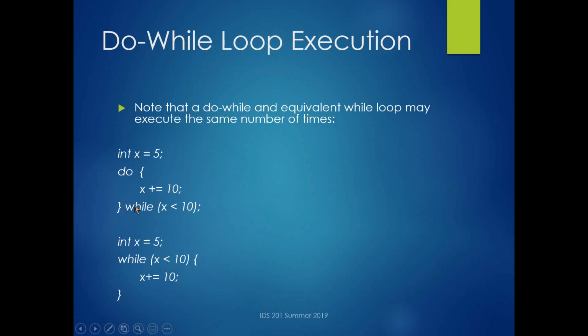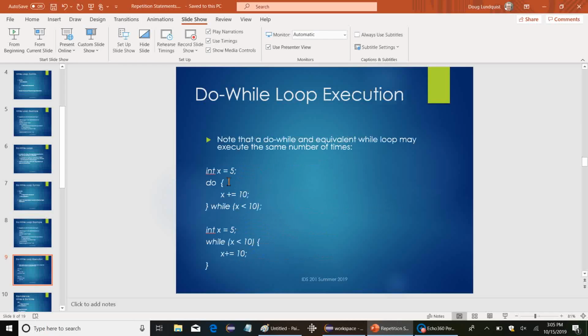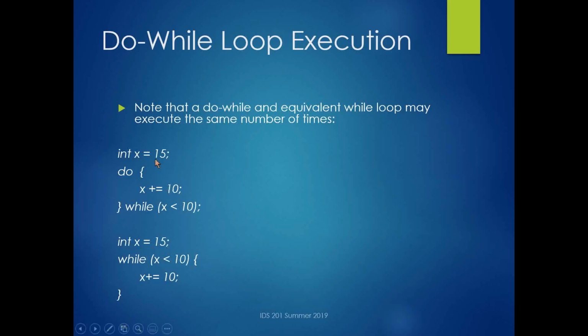Now, on the other hand, if I started off with the number 15 for x, I said int x equals 15 here. Let's go ahead and we'll make that edit here in the slides. If x is 15, I'm going to do the loop there, and 15 plus 10 is 25. Then the test will be false, 25 is not less than 10, and I'm done, and x will be 25 at this point. On the other hand, if I do it in a while loop, if I say initially x is 15, I check is x less than 10? No, it's not. So I skip over, and at the end here, x is 15.